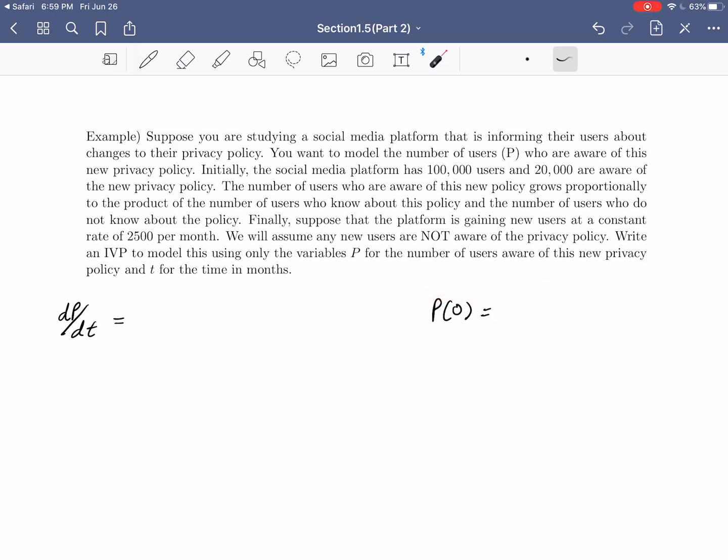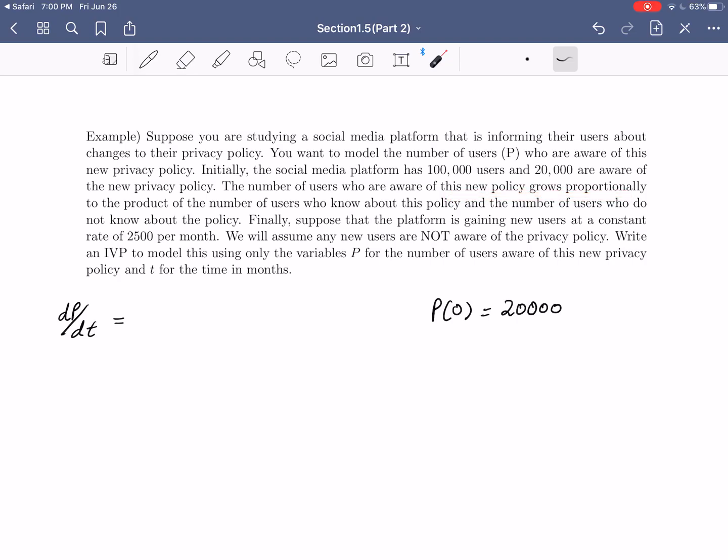What is P representing? Is it the number of users? If so, it would be 100,000. But it's not. P is supposed to be the number of users who are aware of this new policy. So P of 0 here would be that 20,000. We know that initially 20,000 people are aware of what's going on. All right, now let's look at the proportionality piece.